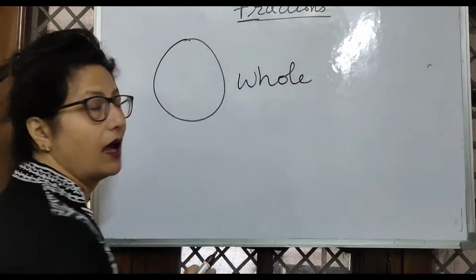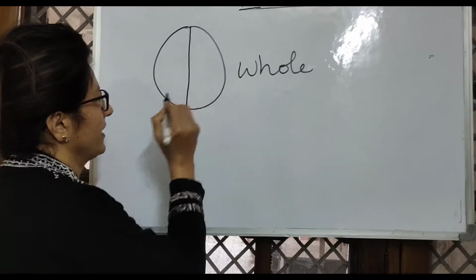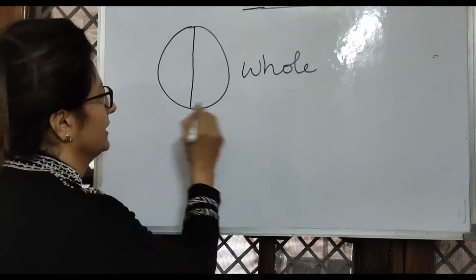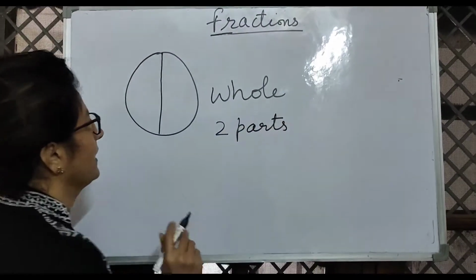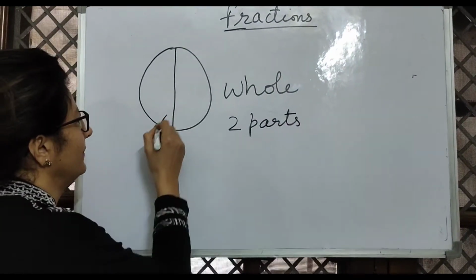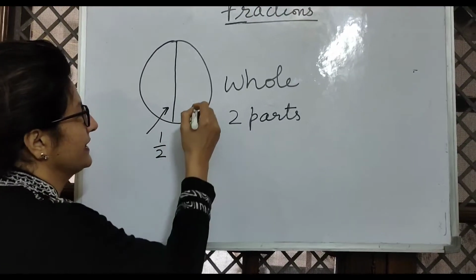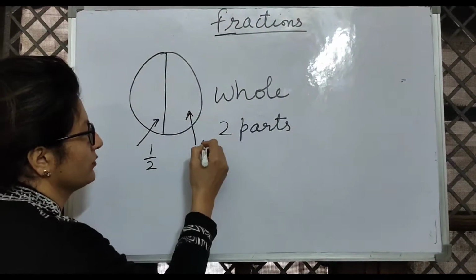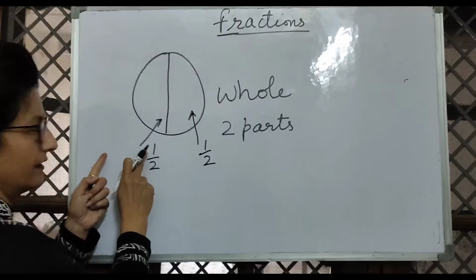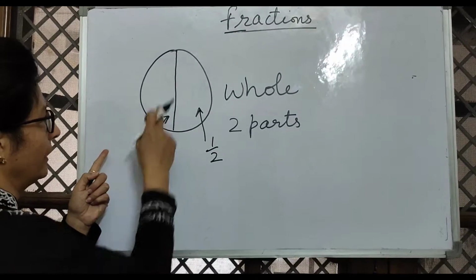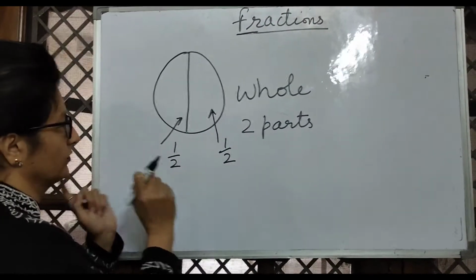Okay. Now I am going to draw a line which divides it into 2 equal parts. These are the 2 parts. Okay. And now one part of it is known as 1/2, means half. 1/2 is known as half, means one whole thing is divided into 2 parts, so that's why 1/2.